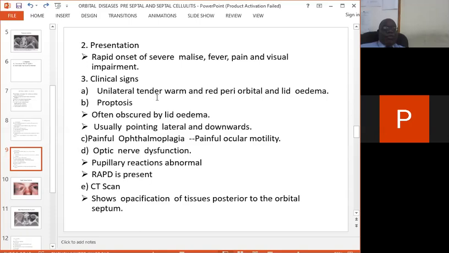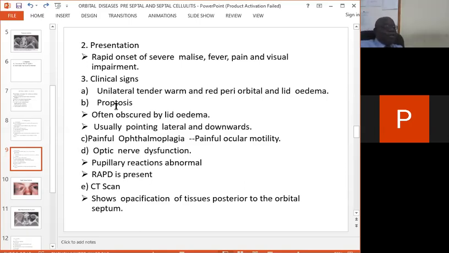You have unilateral, tender, warm, and red periorbital area, tender and warm because of the infection inside. This will be swollen up. Proptosis will be there. Proptosis is protrusion of the eyeball forward. Because of the infection behind, there is pus accumulating, which will push the eyeball forward.